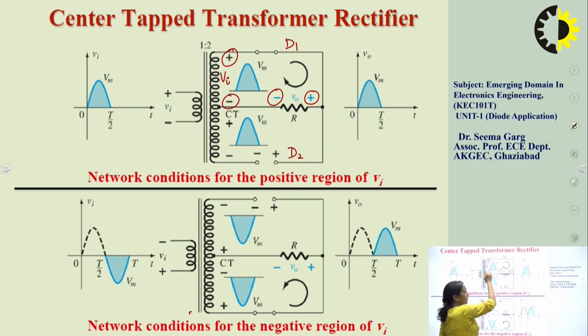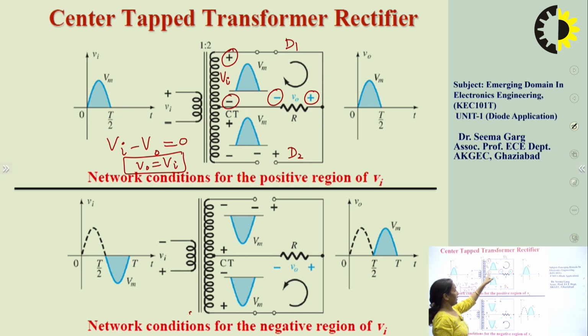So if I write the KVL across this, it is Vi minus V naught is equal to 0. So V naught is equal to Vi. That means at every instant of time, whatever input signal we are applying, the same we are going to get at the output. So when we apply the maximum value at the input terminal, we get the maximum value at the output. So this is the output during the first half cycle.